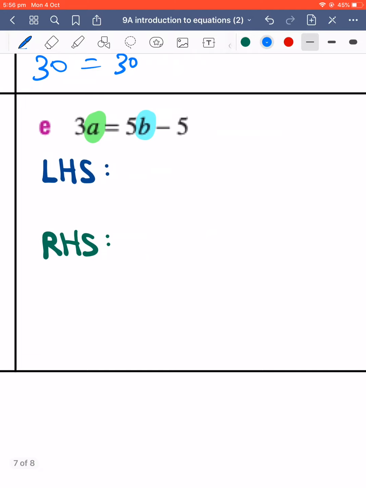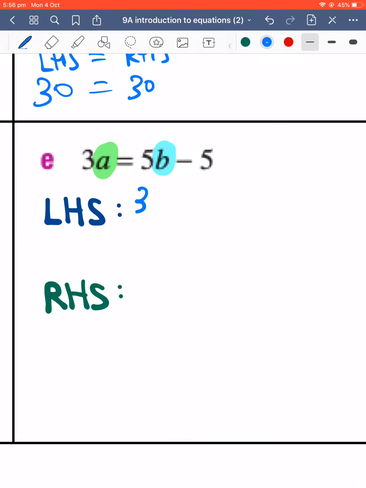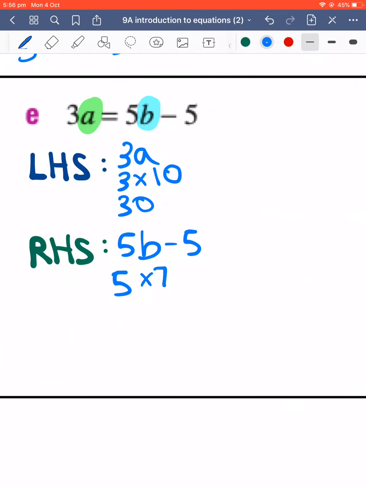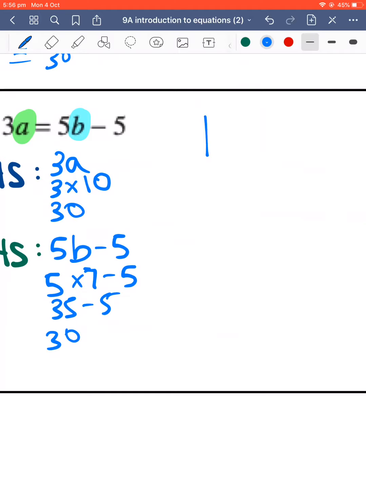Next one. So again, let's write it out. 3A, and our value for A was 10. So I end up with my left-hand side equaling 30. And my right-hand side is 5B minus 5. I substitute in my value for B, which I believe was 7. Yes. So 5 times 7 minus 5. So 5 times 7 is 35 minus 5 gives me 30. And again, compare left-hand side to right-hand side.